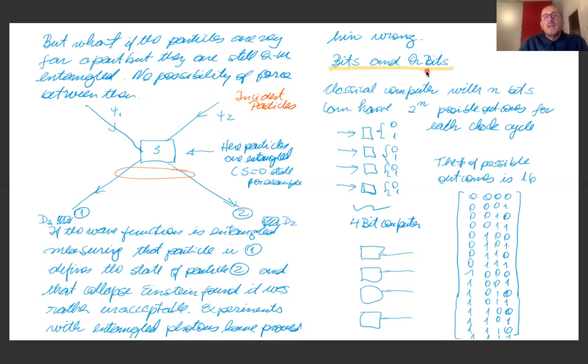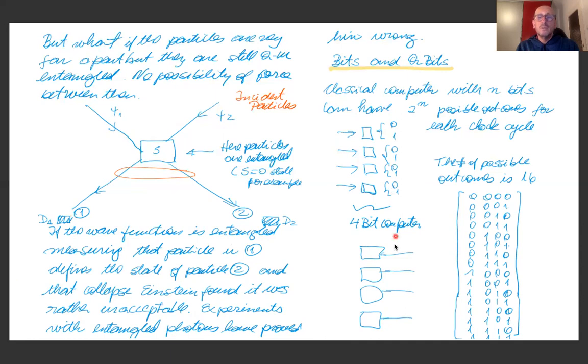Let's say in a classical computer, I have 4 bits like this. These 4 bits can have 2 to the n different values. But in each clock step of the computer, they can only have one set of values at the end, okay? That's not what happens in a quantum computer, okay?